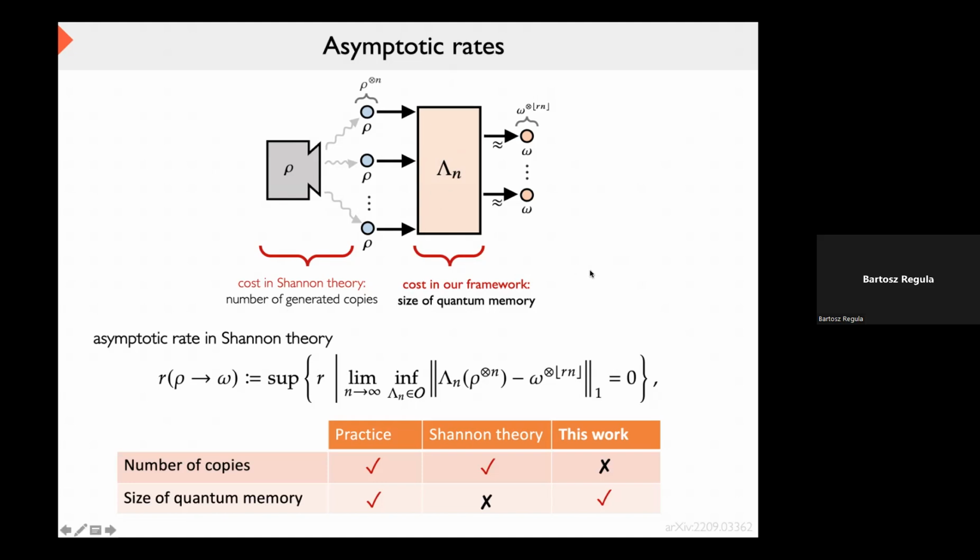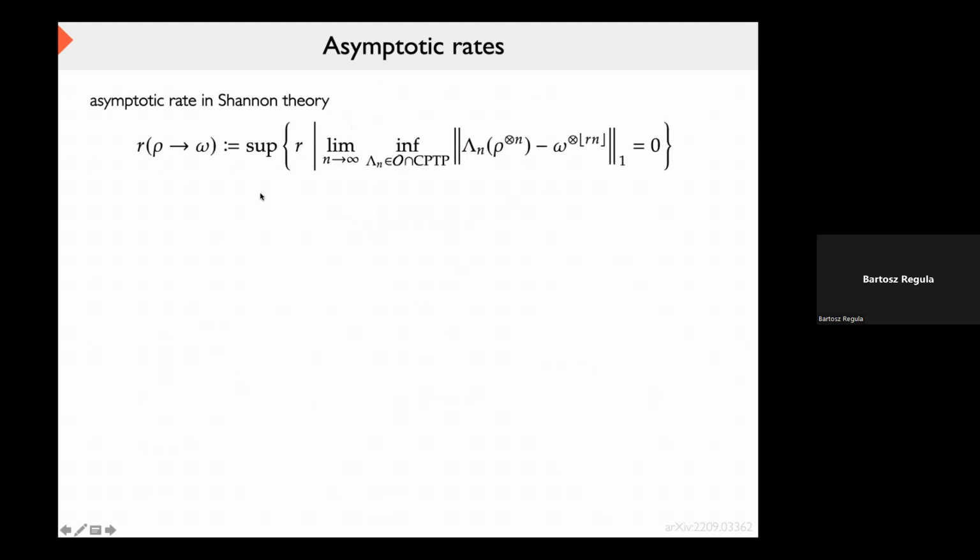And okay, so what does this change at the level of the rates? The level of the rates, you might remember, this is the definition of the usual rate. We have some channels which transform the states rho tensor n into omega tensor Rn.